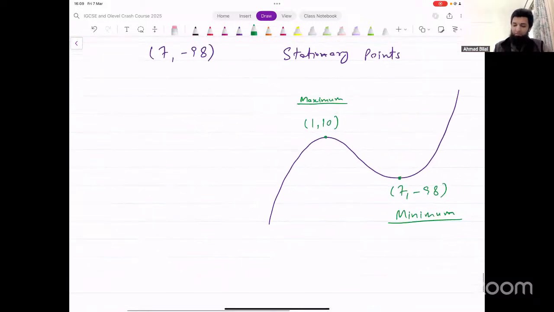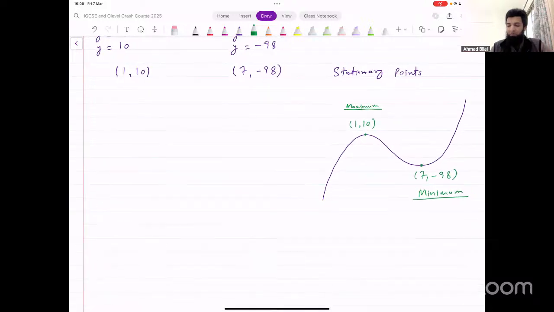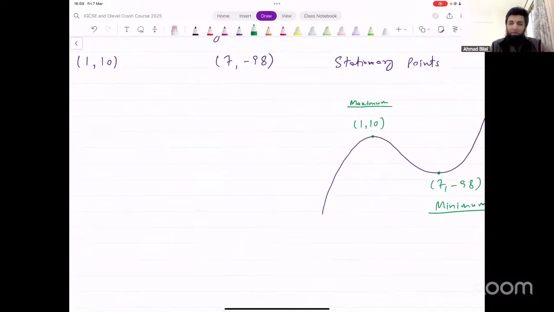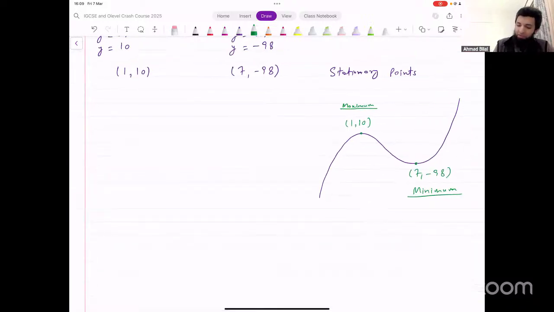Now, you could either sketch the graph and find whether a point is a maximum or a minimum. That's one possibility, but that's going to take long. We can do it by calculation as well, without having to actually sketch the graph. Now, how would that work? For that, we use something called the second derivative of a function.